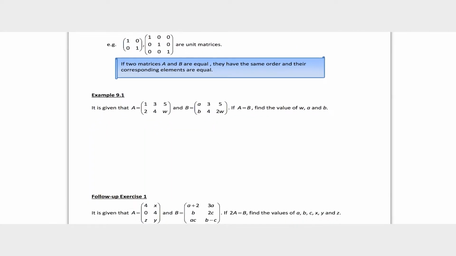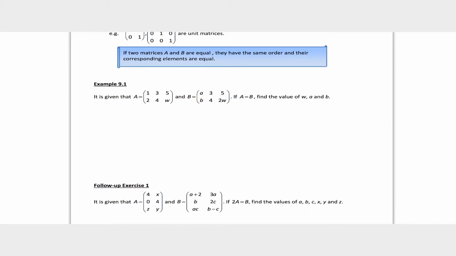We have already discussed what it means for two matrices to be equal. For example, in example 9.1, A is equal to B. That means they must have the same order and their corresponding elements must be equal. That means this is 3, this is also equal to 3. So obviously A is equal to 1 because these two elements must be equal. And then 2 is equal to b, and w is equal to 2w. So b is equal to 2 and w is equal to 2w. That means w is equal to 0.